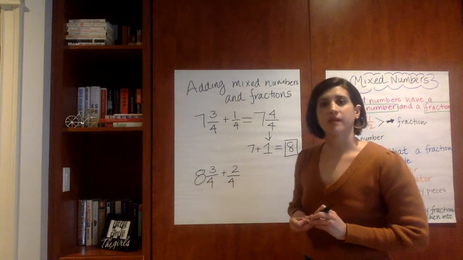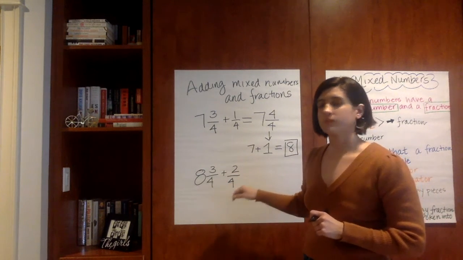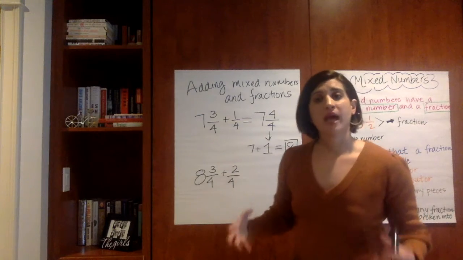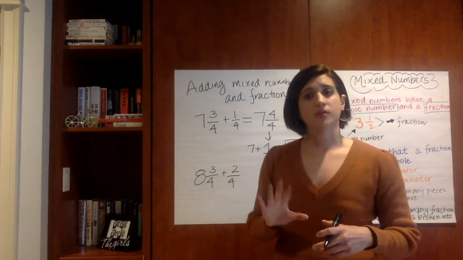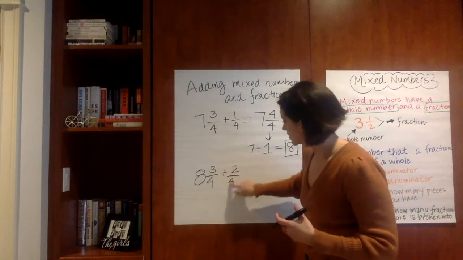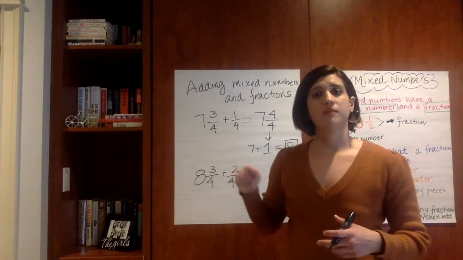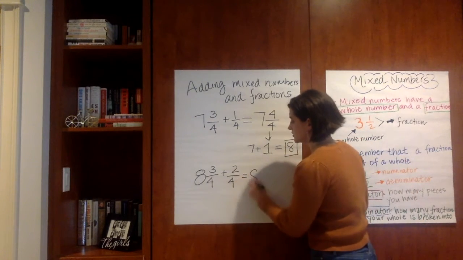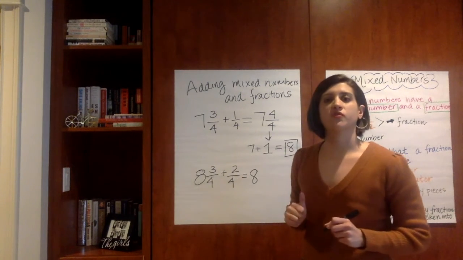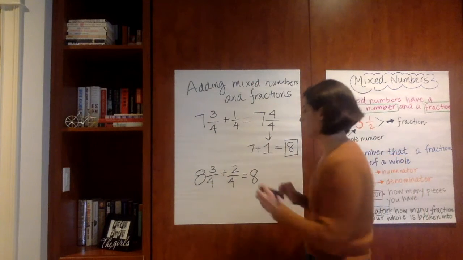The second problem has 8 3/4 plus 2/4. And again, I'm adding and I'm combining, therefore I can add the whole number plus the whole number, or in this case, 8 plus nothing, and the fraction plus the fraction. 8 plus nothing equals 8, and 3/4 plus 2/4 equals 5/4.